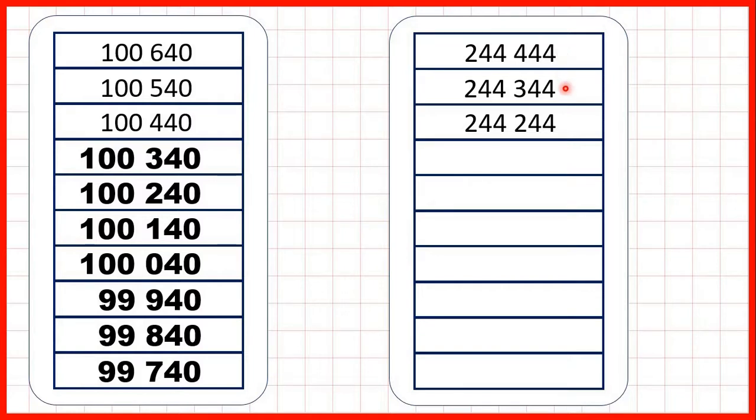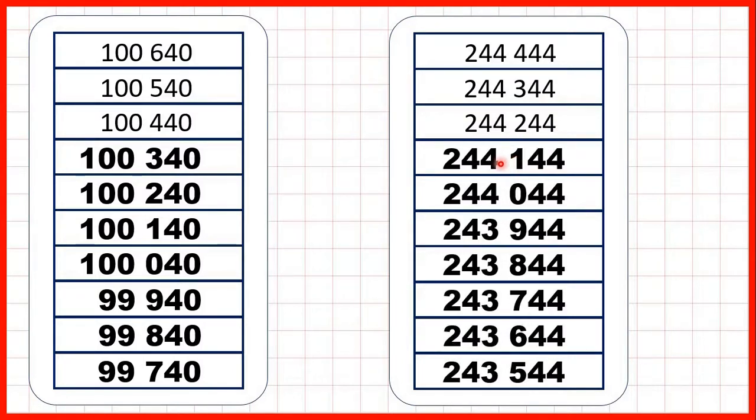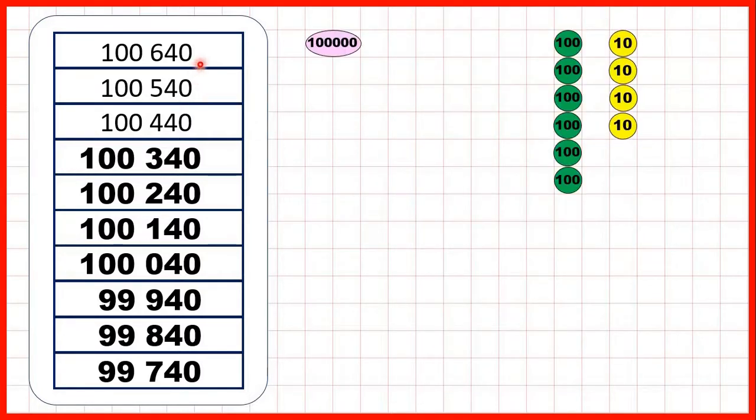Now we have 244,444, 244,344, 244,244. If we show the next numbers in this sequence, again we can see that what we're really doing is counting back in ones, but then leaving the tens and ones digits the same. So let's show place value counters to represent our counting.